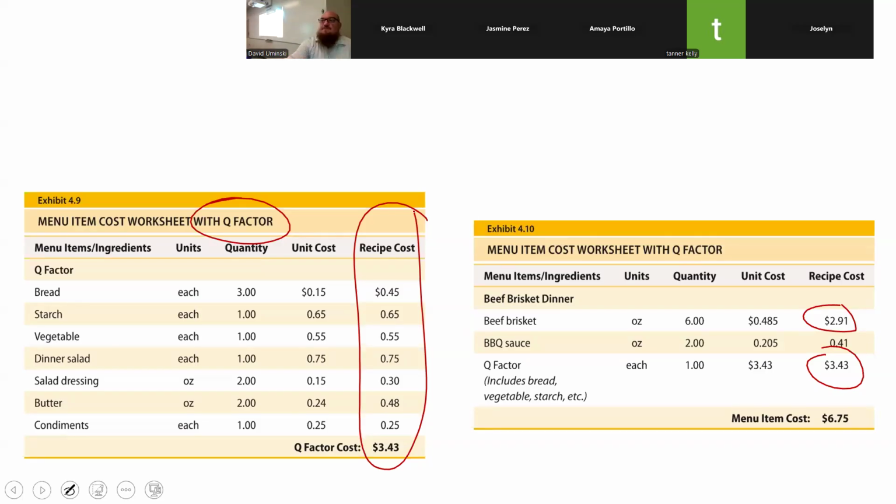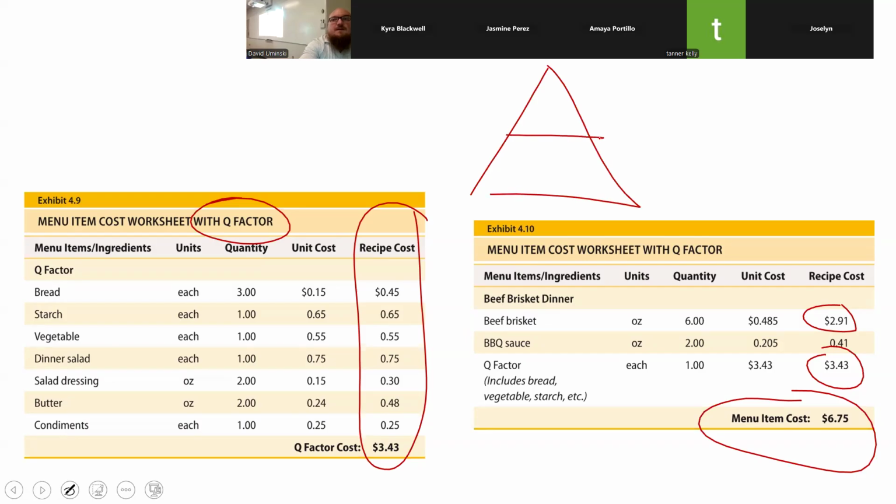So rather than, even though that brisket only cost me $2.91, the barbecue sauce and then the Q factor, actually my menu cost item is $6.75. And that is what I would put up here in my triangle. And then depending on what my percentage is, that will tell me how much I should sell it for. Okay. That $6.75 is not what I'm selling it for. That's what it costs me to make.